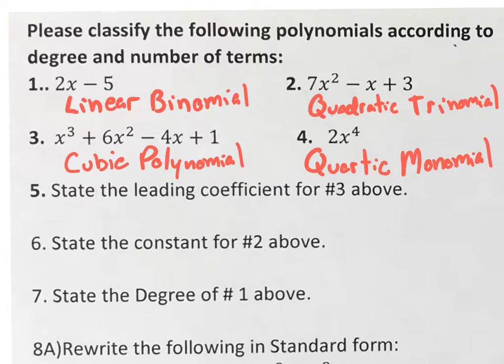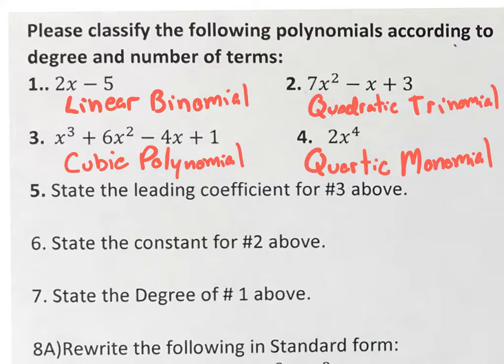How about number 5? It says state the leading coefficient of number 3 above. So here's number 3. What's the leading coefficient? Is it 6? Is it 2? Is it -4? Is it 1? Now remember, if you look at your definition in your notes, the leading coefficient is the number that's out in front of your first term. Like up on number 1, the leading coefficient is the number 2. On number 2, the leading coefficient is the number 7. So what's the leading coefficient right here?